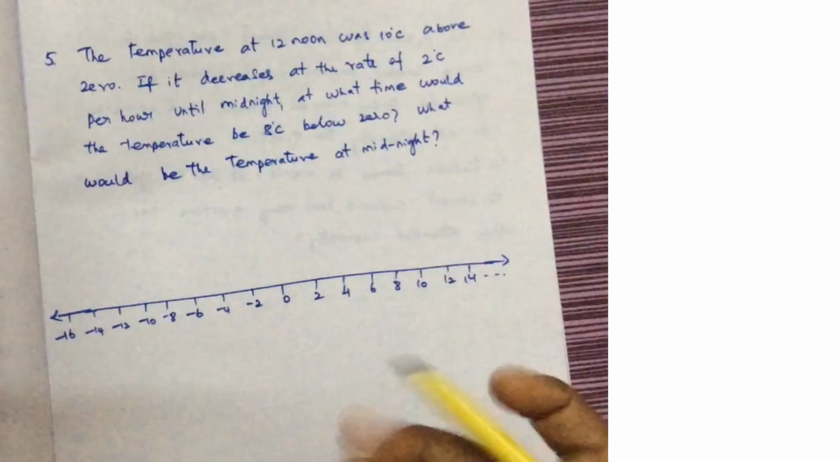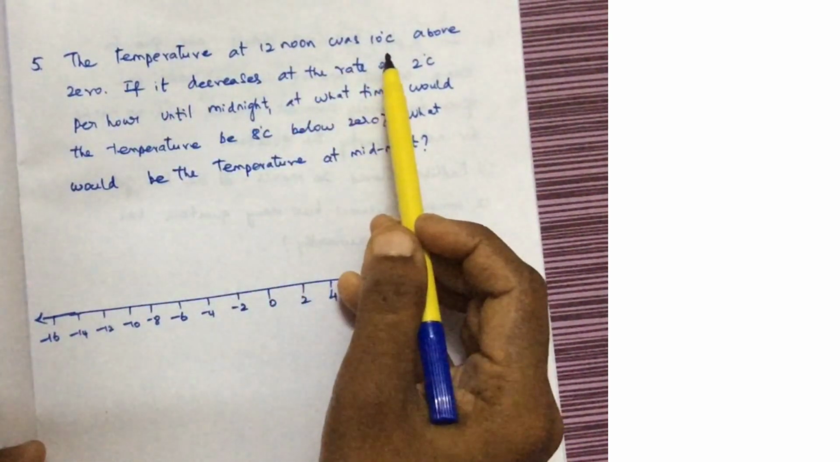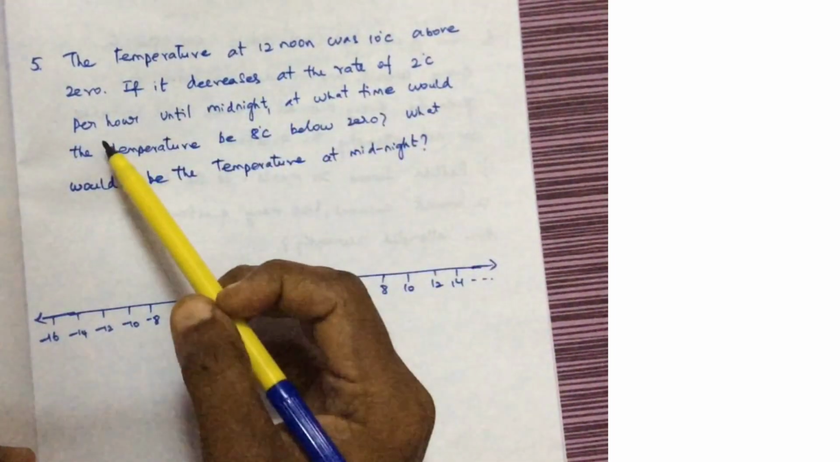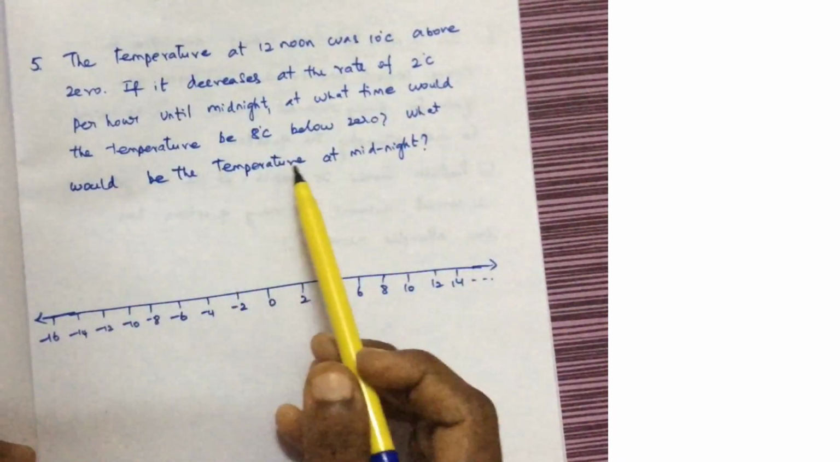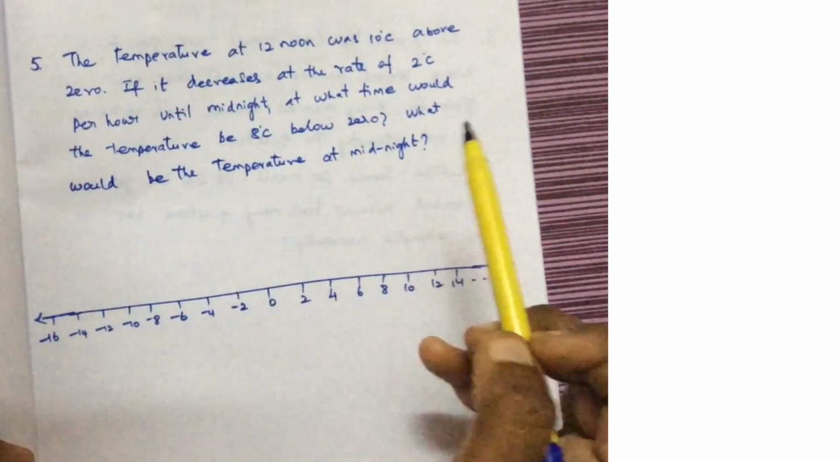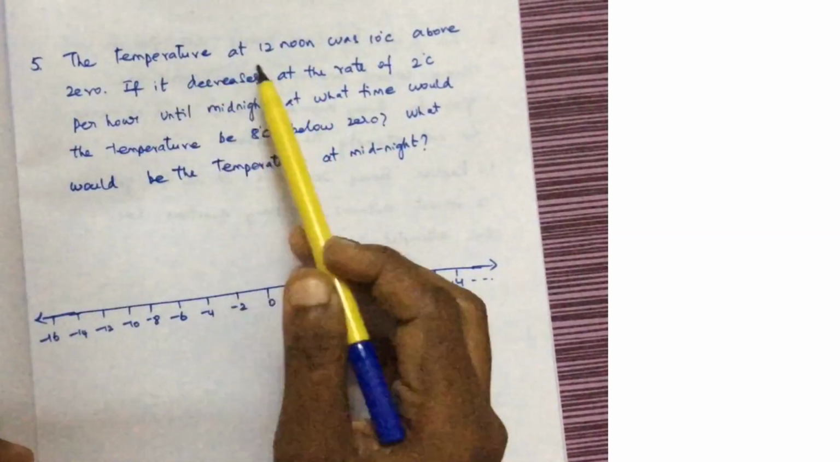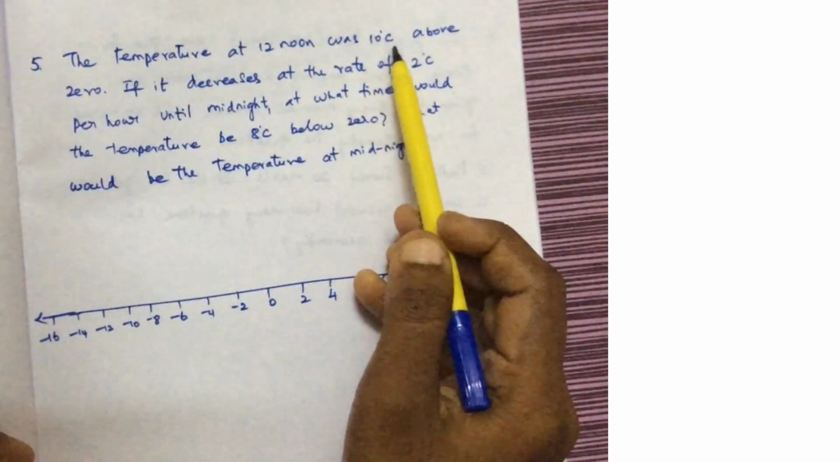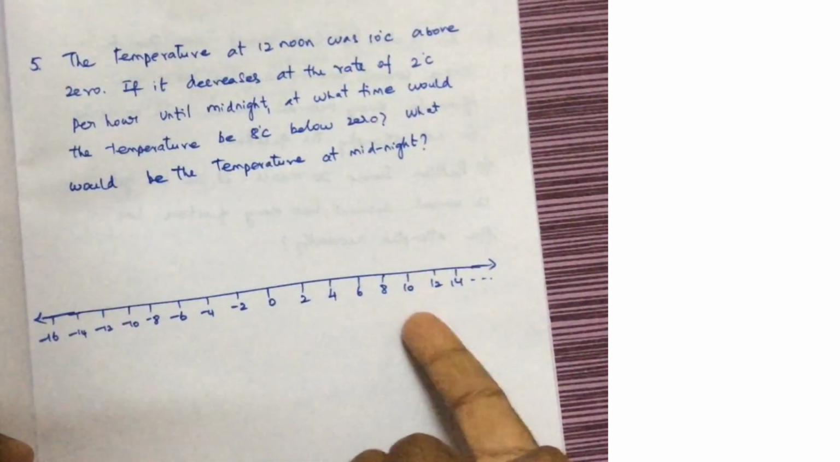Okay. The next problem is the temperature at 12 noon was 10 degrees Celsius above 0. If it decreases at the rate of 2 degrees Celsius per hour until midnight, at what time would the temperature be 8 degrees Celsius below 0? What would be the temperature at midnight? Now see, the temperature at 12 noon, that is in the afternoon, was 10 degrees Celsius above 0. So above 0, 10 degrees means this is positive.